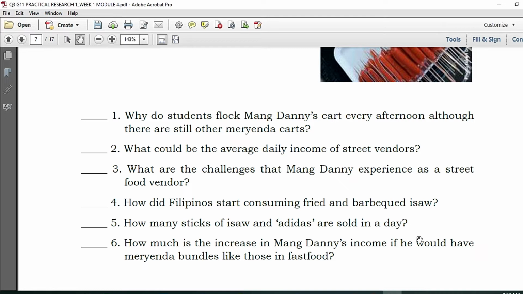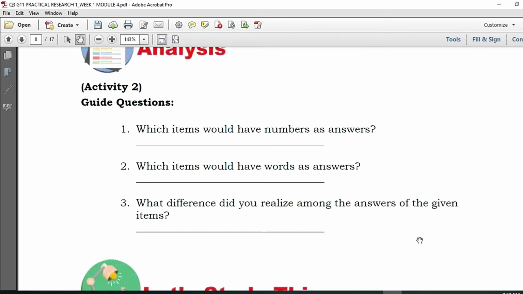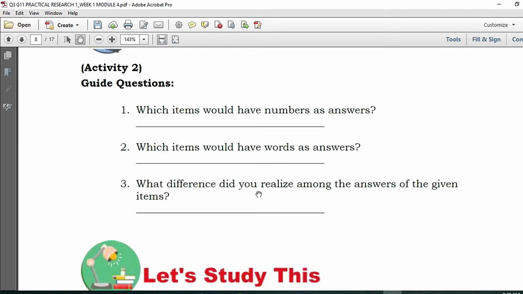Okay, number 6. How much is the increase in Mang Dani's income if he would have merienda bundles like those in fast food? Okay, the correct answer is letter N, or the numbers. Okay, I hope you got all the correct answers. So this is the analysis part of our activity. Activity 1. Which items will have numbers as answers? Okay, we have already answered that. And number 2, which items would have words as answers? Number 3, what difference did you realize among the answers of the given items?